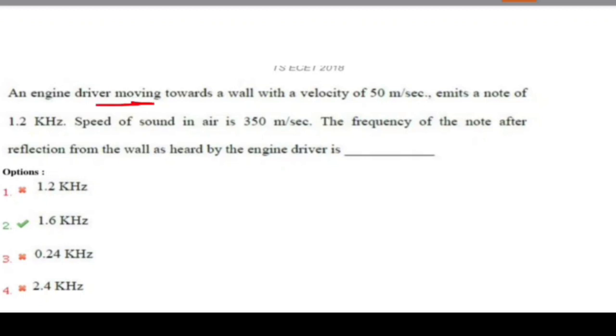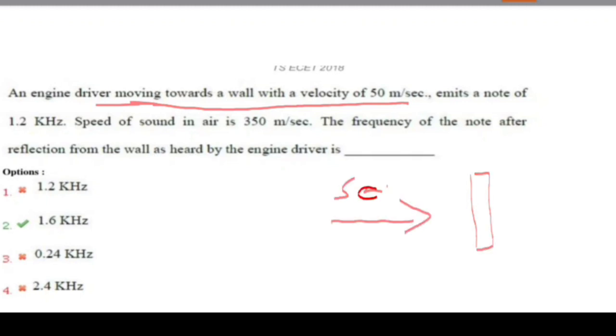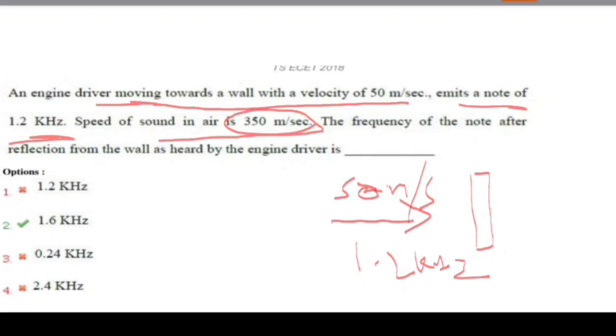An engine driver moving towards a wall, suppose here there is a wall, with a velocity of 50 meter per second, emits a note of 1.2 kilohertz. Means the frequency he emits is 1.2 kilohertz. The speed of sound in air is 350 meter per second.